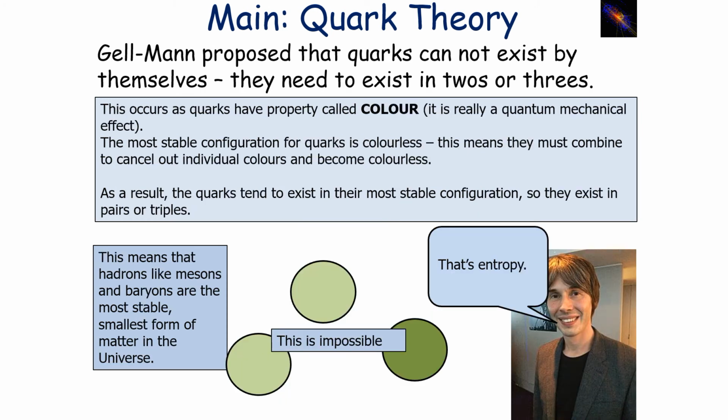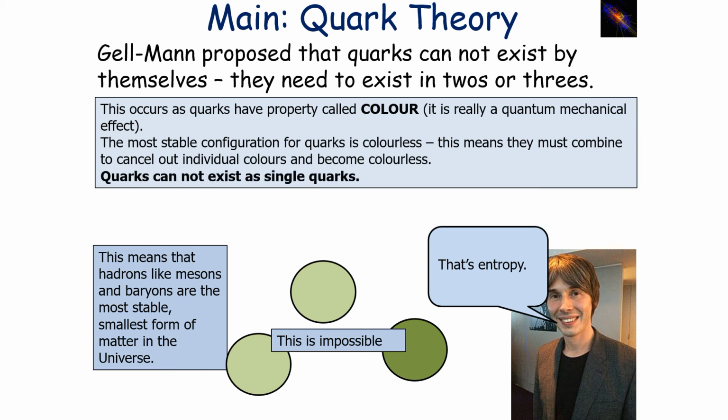Now it's important to note that quarks cannot exist by themselves. They exist in either 2s or 3s because quarks tend to the most stable configurations. They exist in either pairs or triples. So that's a very important idea, that quarks cannot exist as single quarks, which is called quark confinement.